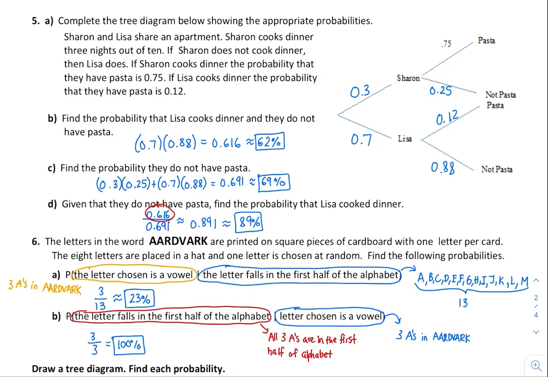Next one. Probability the letter falls in the first half of the alphabet given the letter chosen is a vowel. So the letter chosen is a vowel. Well, in aardvark, you guys, there's only 3 A's, right? So that's why we have 3 on the bottom for the 3 A's. Now, probability the letter falls in the first half of the alphabet. Well, all 3 A's are in the first half of the alphabet. So it's going to be 3 on top. So it's 3 out of 3, which is equal to 100%.